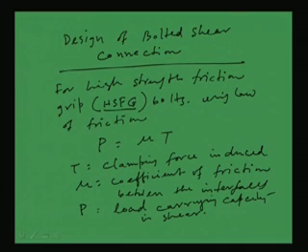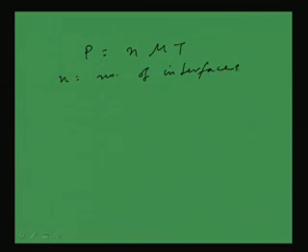So T is the clamping force induced, mu is the coefficient of friction between the interfaces, and P is the load carrying capacity in shear in the joint. In this way P will become mu into T. Now if there are n number of interfaces, then P can be written as n into mu into T, where n is equal to the number of interfaces.